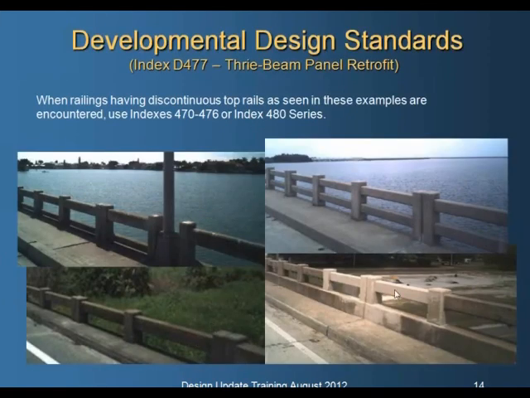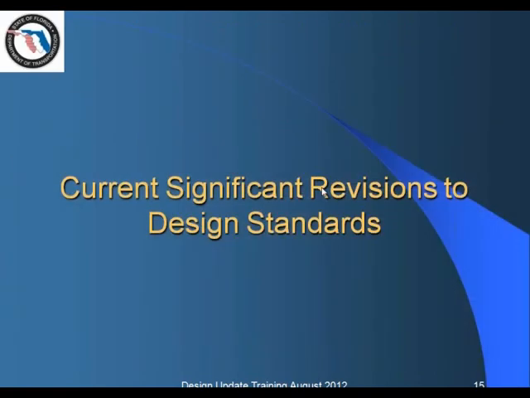So this is an example also, where you can see the top rail has snag points, etc. These are definitely not like previous standards; we don't have any examples where this top rail was continuous. Okay, talking about the current significant revisions to the design standards.